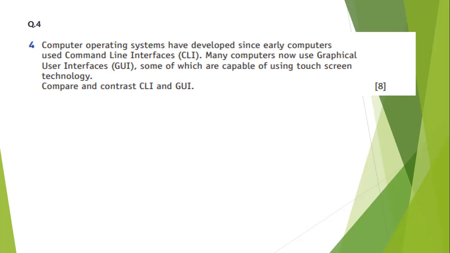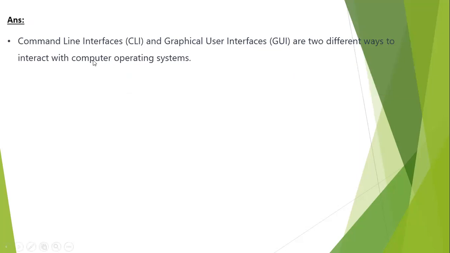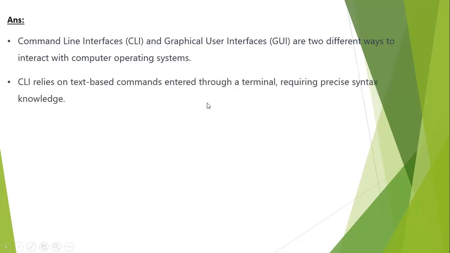So now see, we need to look here. The first point is, you have to start from CLI. CLI and GUI are two different ways to interact with a computer operating system. This is basically a brief description of the environment. Now, the second one: CLI relies on text-based commands entered through a terminal, requiring precise syntax knowledge.